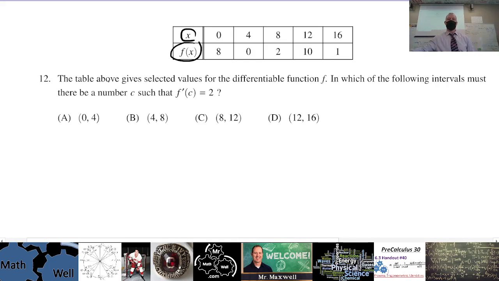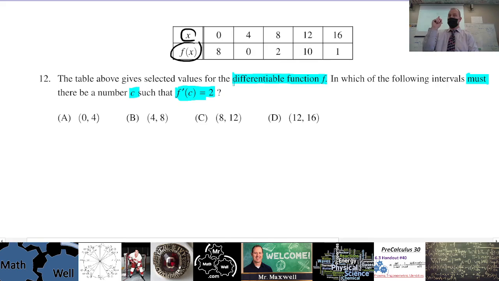So the question says the table above gives selected values for the differentiable function. So you know right away this is differentiable. In which of the following intervals must there be, now here's an important question, must there be a number c such that f prime of c equals 2? So must there be a number c such that f prime of c equals 2?